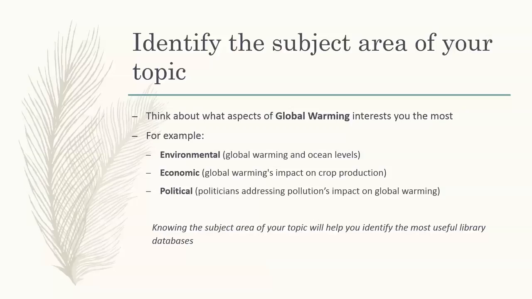Once you kind of have an overview of that topic, you should then start thinking about the subject area. The best way to identify the subject area of your topic is to think about what aspects of your topic interest you the most. When thinking about global warming, for example, maybe environmental issues or economic issues or political issues that relate specifically to global warming are what interests me the most. And knowing this specific subject area will actually help me identify the most useful library resources. That includes databases, books, encyclopedias, and other sources similar to that.